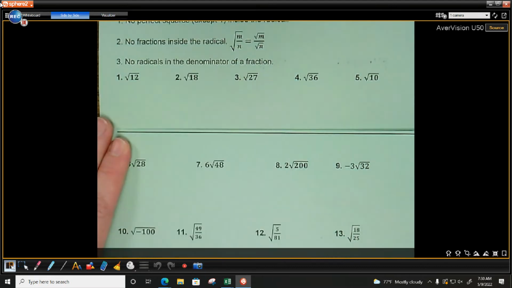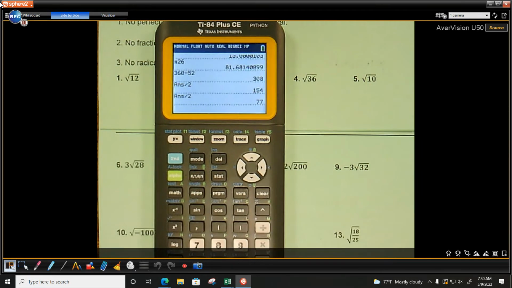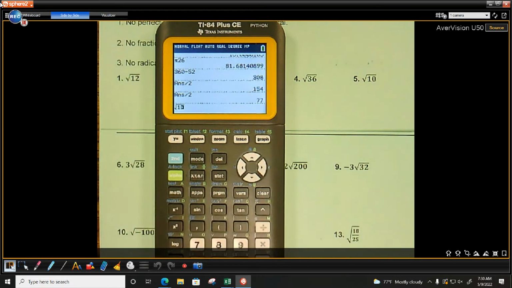Okay, what I would do is I'm always going to start by going to the calculator. So let's all have our calculators. And potentially this is going to be a perfect square. So I'm always going to just type it directly in the calculator. Oh no, it's not a perfect square. Okay, so I can't just do this on the calculator.